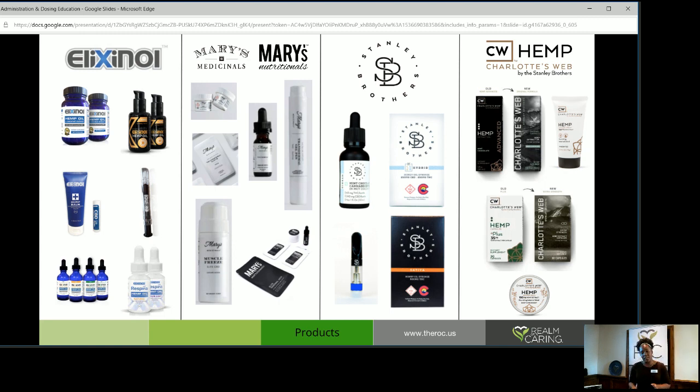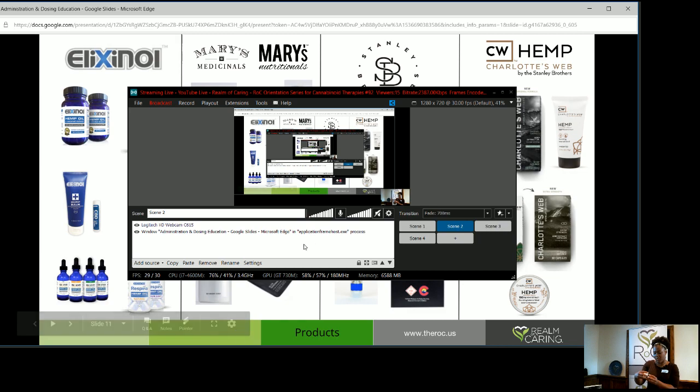So I have tons of products from Mary's. I really like their company because they're really a topical company or transdermal company. That's one of the reasons why we support them. It's for that type of administration method. Mary's has all types of stuff. I can start off with just talking about their capsules. This is Mary's Nutritionals capsules. Each capsule is 5 milligrams of CBD.